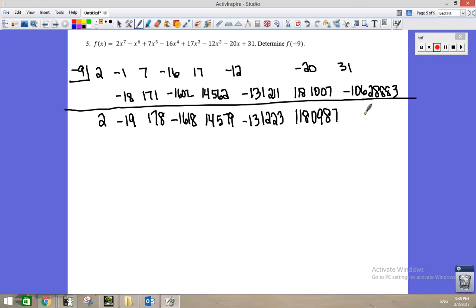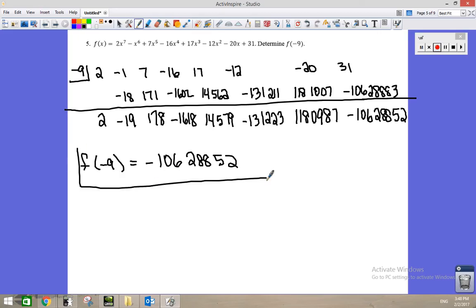So if you add this last column together, 106,28852. So f evaluated at -9 for this function that they gave us, I claim will equal this -106,28852. Alright.